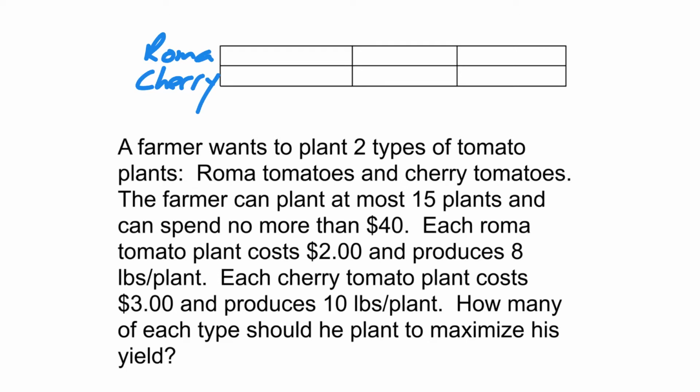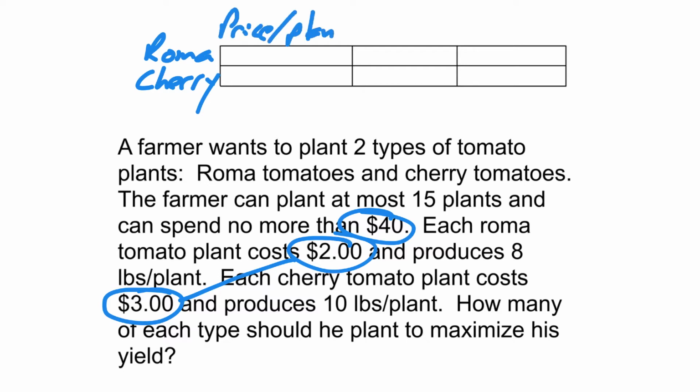So I'm going to label Roma down the left and cherry down the left. All right, and now I'm going to look through that problem and start looking for what it tells me about those. One of the things that jumps out to me right away is I see some money involved. I see this $40, this $2, and there it is, this $3. Those all have to do with some sort of a cost. Specifically, the 2 and the 3, those are a price per plant. And so above my next column in that little table I gave you, that's what I'm going to write. Price per plant.